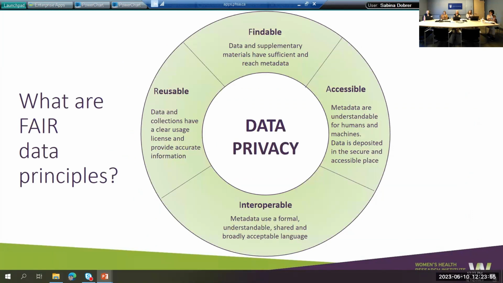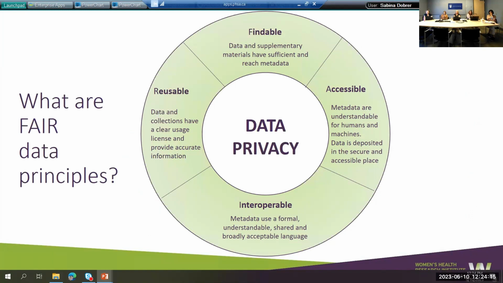So another principle of data is the FAIR data principle. FAIR is not like the word fair, as in fair for everyone. It actually stands for findable, accessible, interoperable, and reusable.